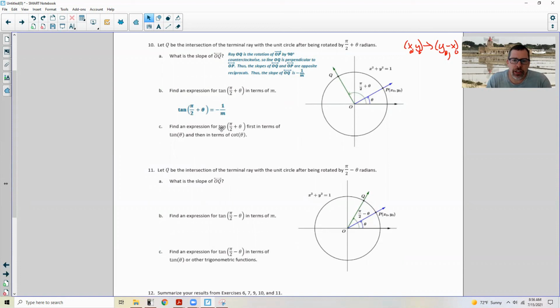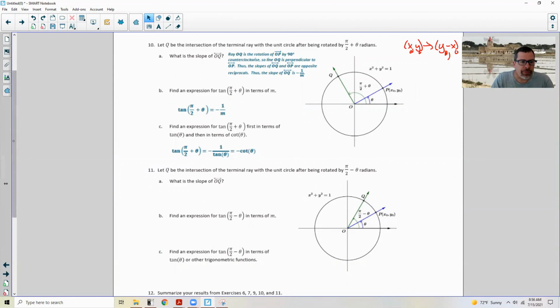C says, find an expression for tangent of pi over 2 plus theta, first in terms of tangent theta, then in terms of cotangent theta. Well, tan of pi over 2 plus theta would equal the negative of 1 over the tangent of theta, and that is the negative of cotangent theta.